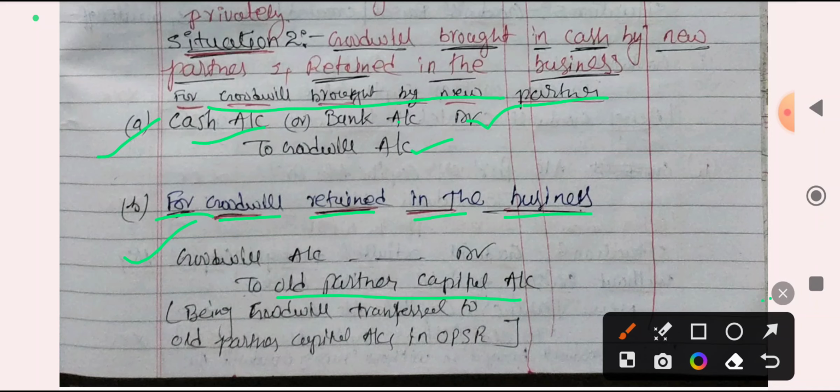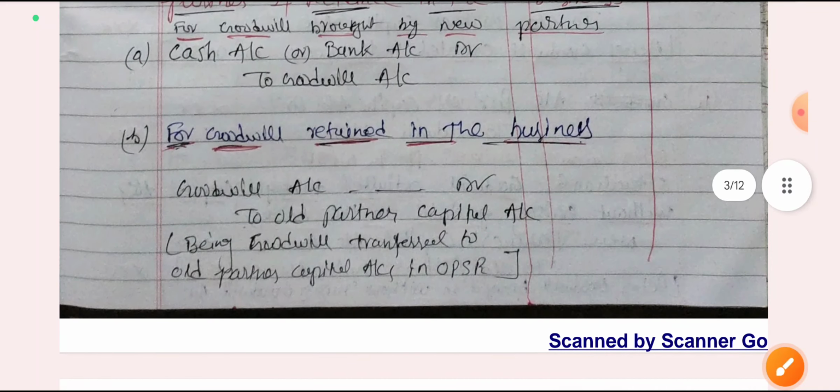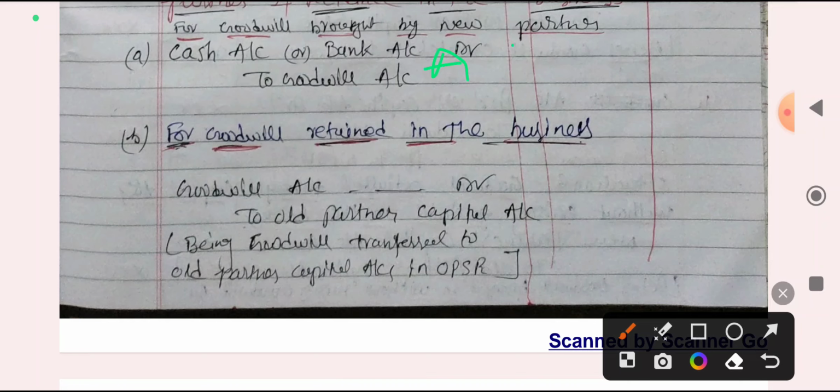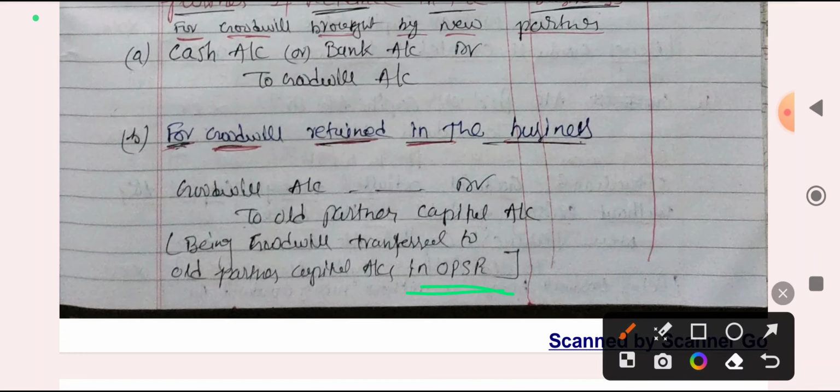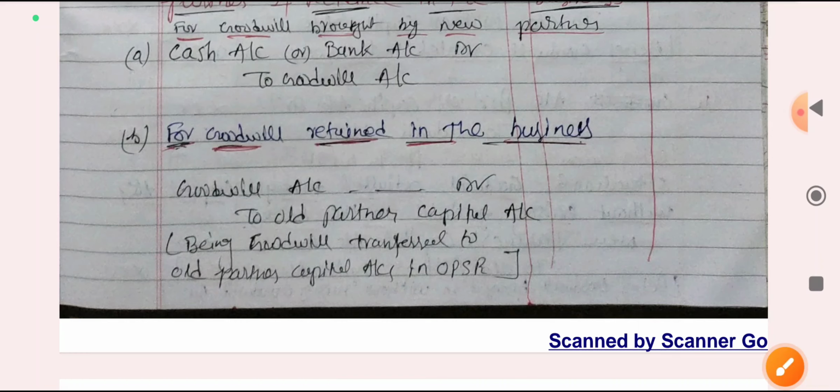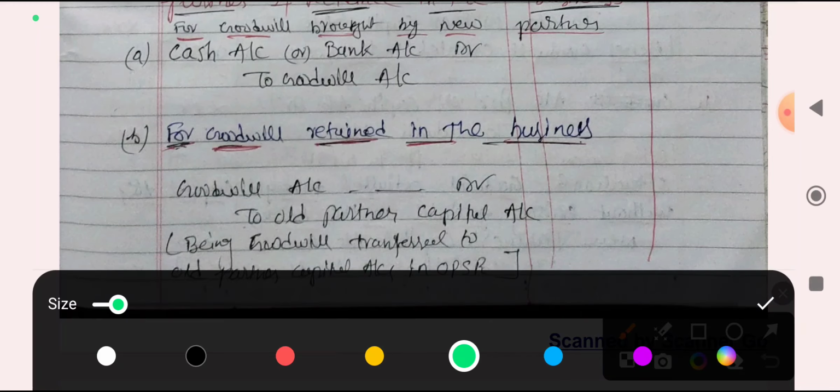Suppose A and B are old partners, C is new partner. Then goodwill account will be debited, to A's capital, to B's capital. That is how you will write. It will be shared in their old profit sharing ratio, which will be given in the question. If not given, we will assume it as equal.